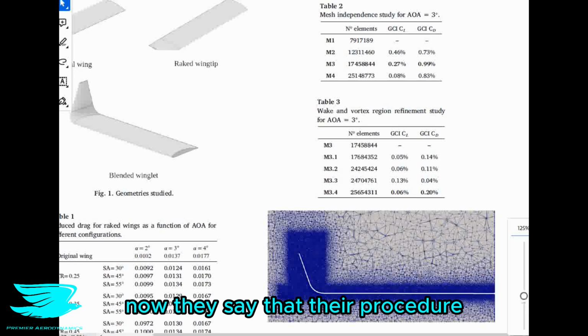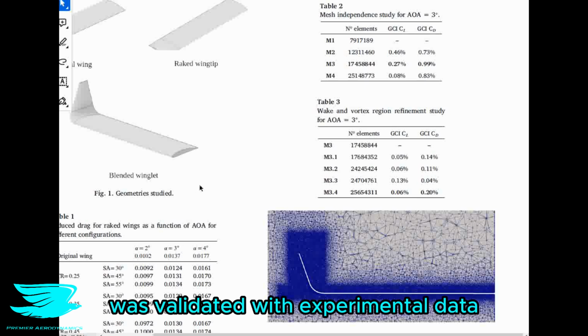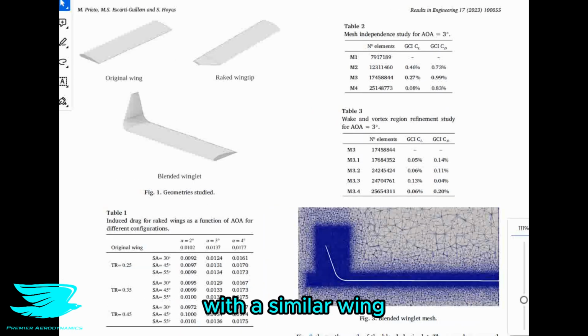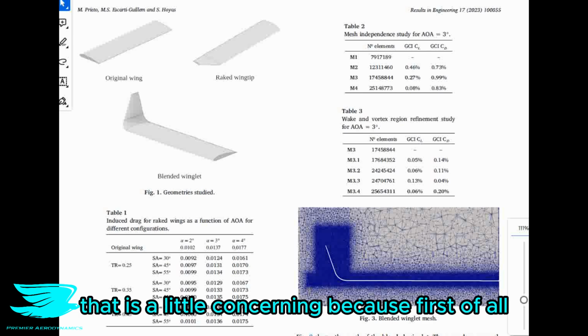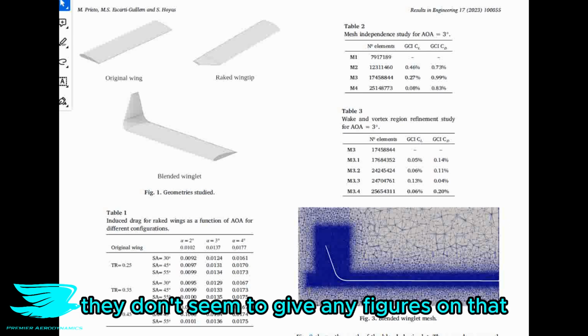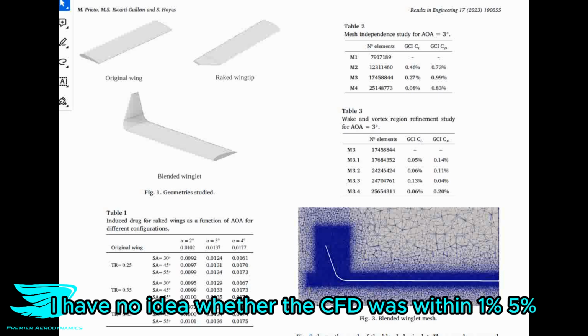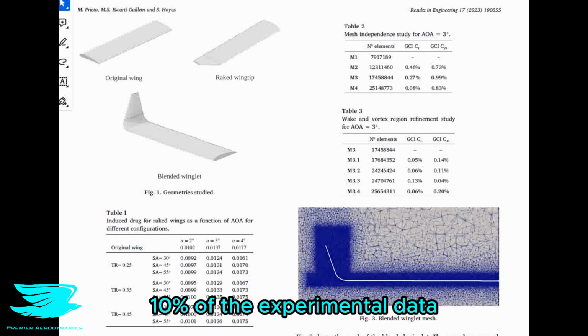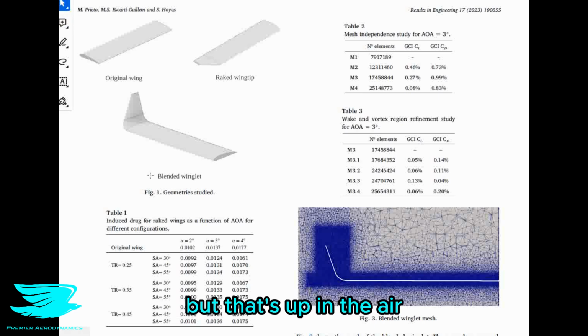Now, they say that their procedure was validated with experimental data with a similar wing. That is a little concerning because, first of all, they don't seem to give any figures on that, so no numbers. I have no idea whether the CFD was within 1%, 5%, 10% of the experimental data. That's up in the air.